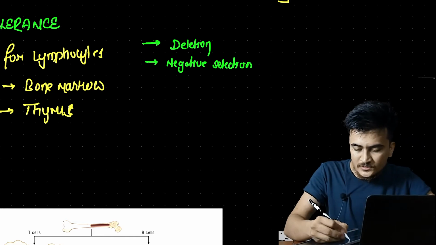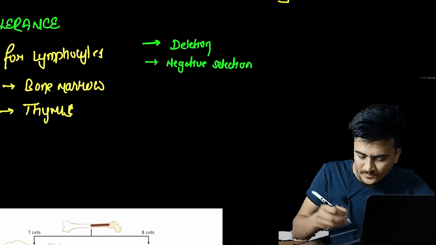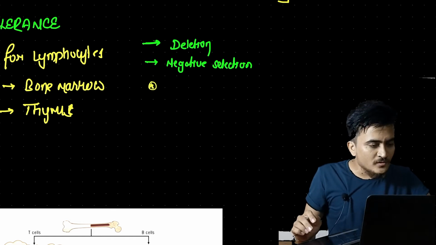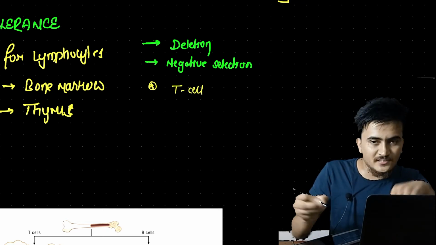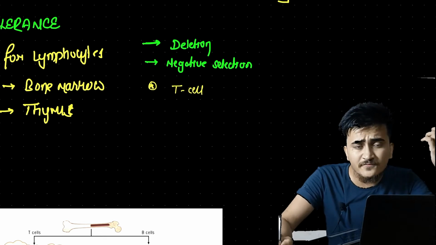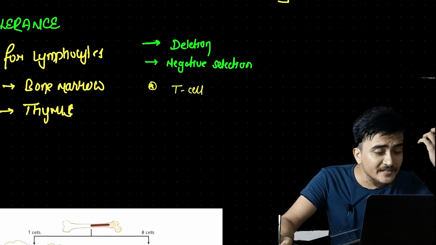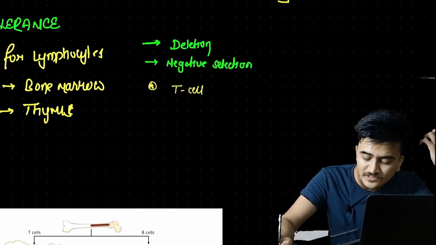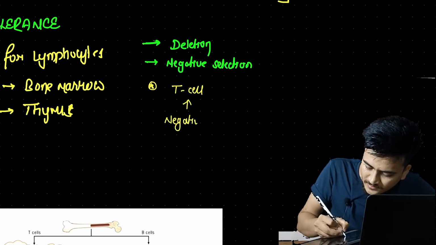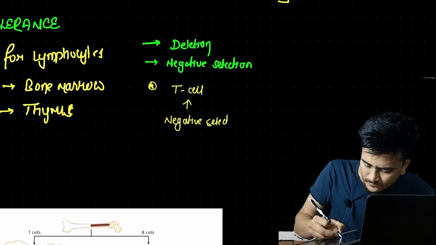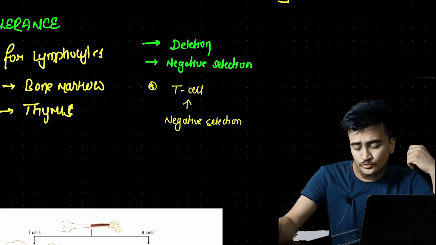Let us proceed by taking one example. There is a T cell present in thymus. It is a self-reacting T cell. Now it should be removed. How will it be removed? It will be removed through the process of negative selection. The T cell will go through the process of negative selection.